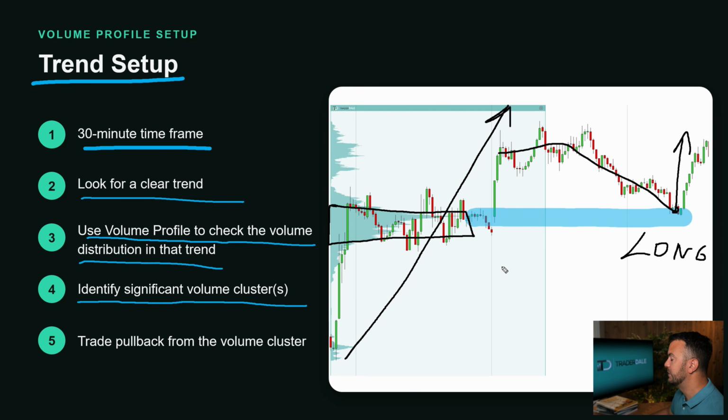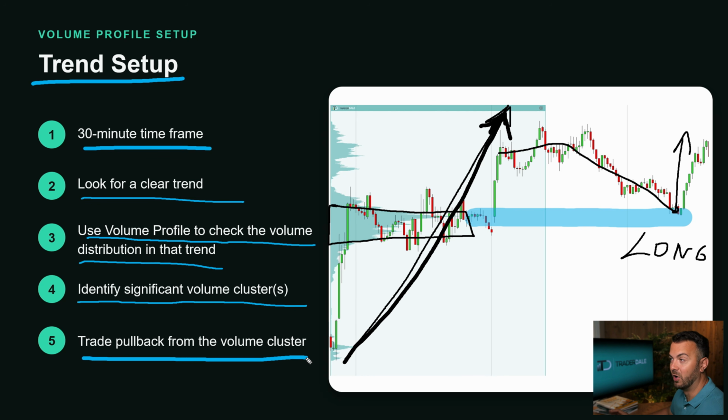In this case, it would be a long, because this is a long trade scenario, because we are looking at an uptrend, right? That's why we are trading long, okay? So yeah, you trade pullbacks from the volume cluster, and that's it. That's the whole trend setup. This is how it goes.